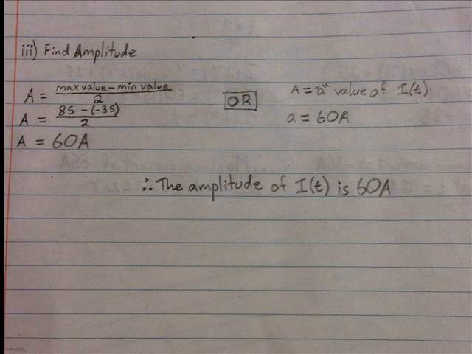The other way of solving for amplitude is by looking at the function and finding the a value. This a value is equivalent to the amplitude. In this case, the a value is 60. Therefore, the amplitude of the function I of t is 60 amps.